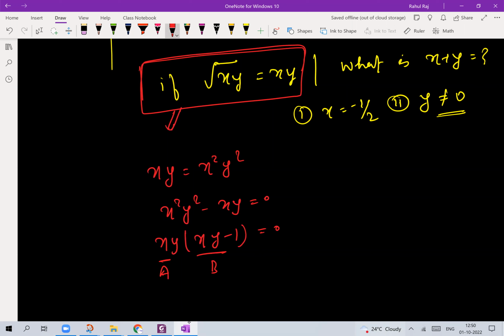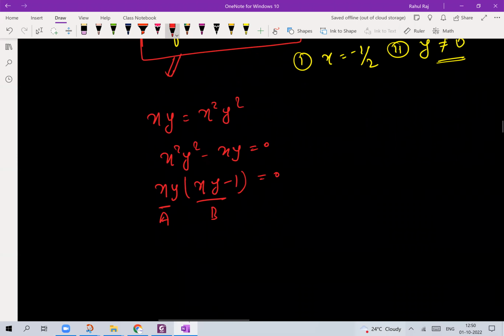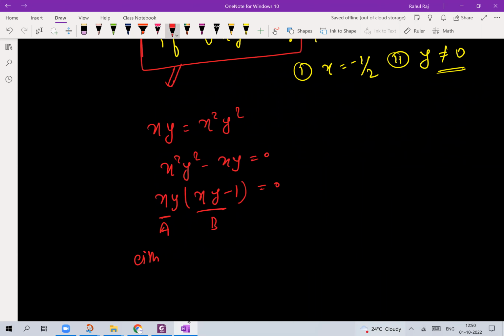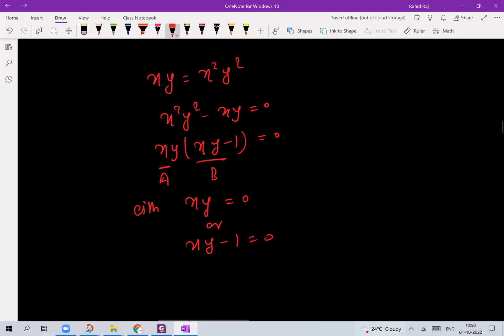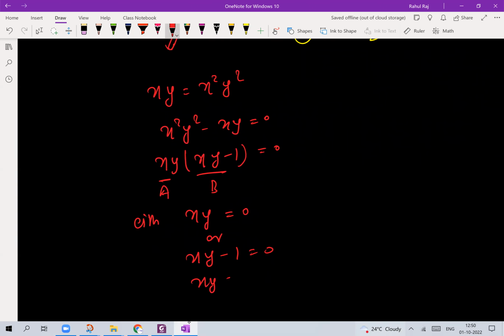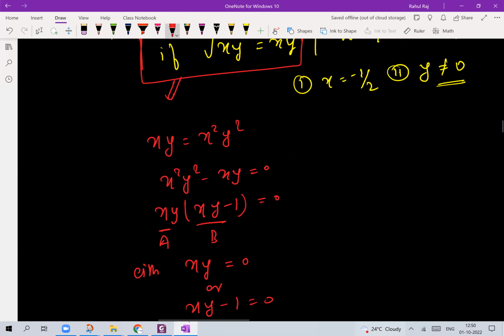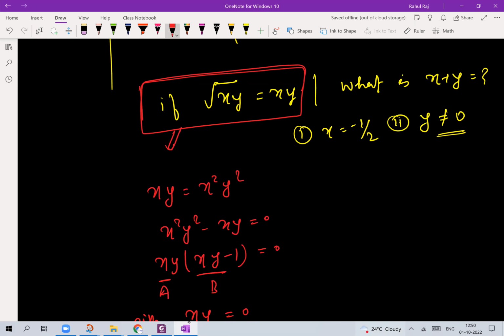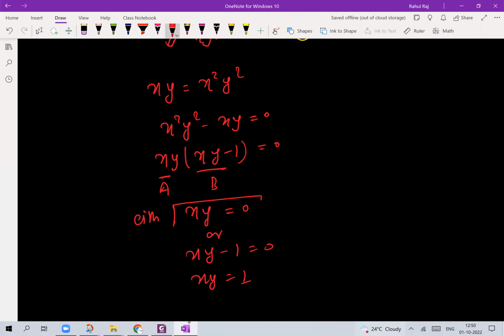a times b equal to 0 means what? Either a can be 0 or b can be 0. So I can say either xy is equal to 0 or xy minus 1 is equal to 0. It means either xy is equal to 1. So this entire information is trying to say that xy can either be 0 or 1. This is what we have got by solving. See here, xy is either 0 or xy is equal to 1.